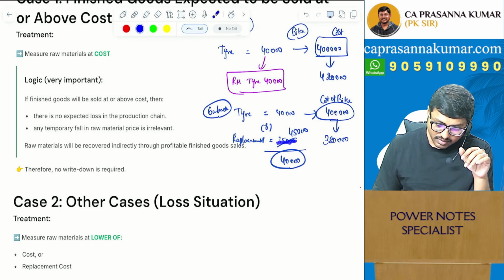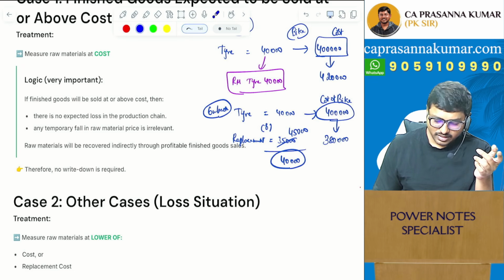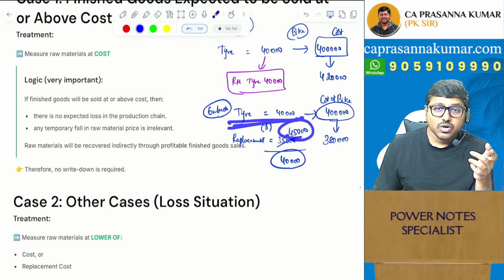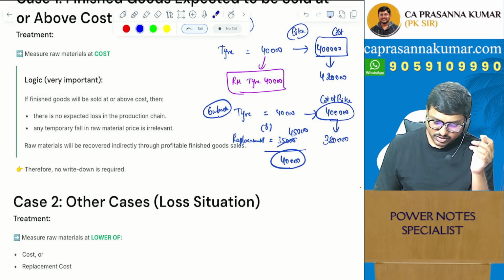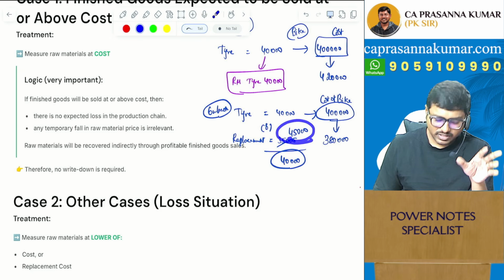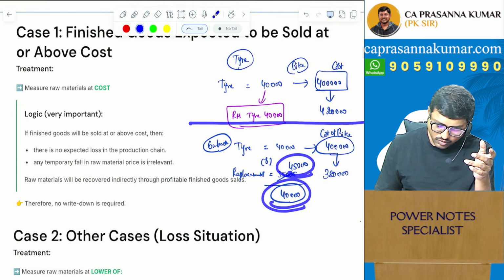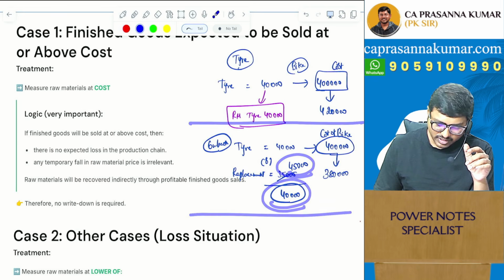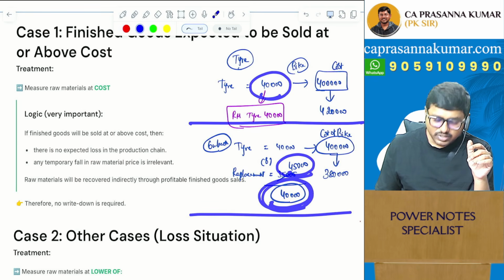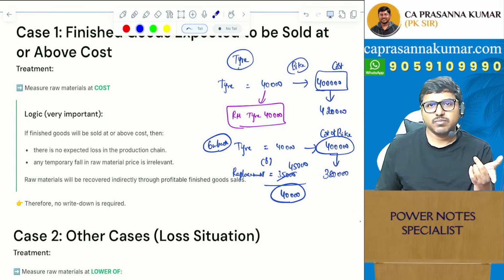Suppose replacement cost can be otherwise as well, right? It can be greater than your cost of purchase of the raw material. Today, the raw material price should have got increased. So if it is 45,000, then again whichever is less. So in that case, it will be measured at cost itself. So even though these two situations may seem similar, because here also it is 40,000, here also it is 40,000, it all depends upon the replacement cost.